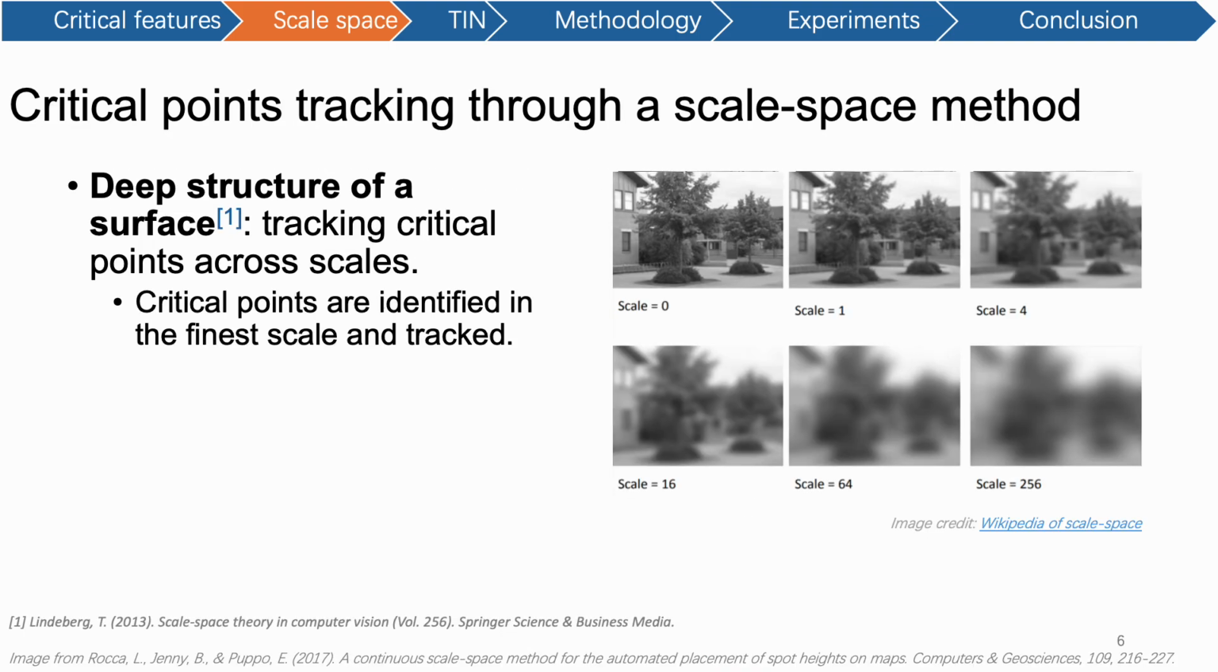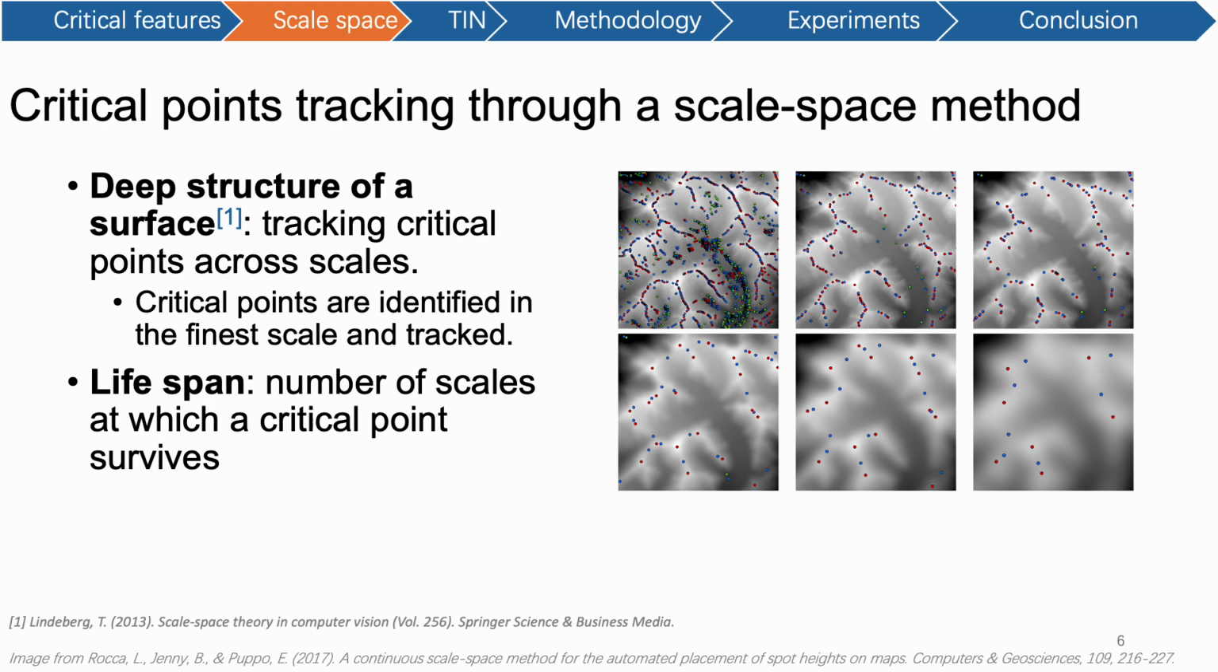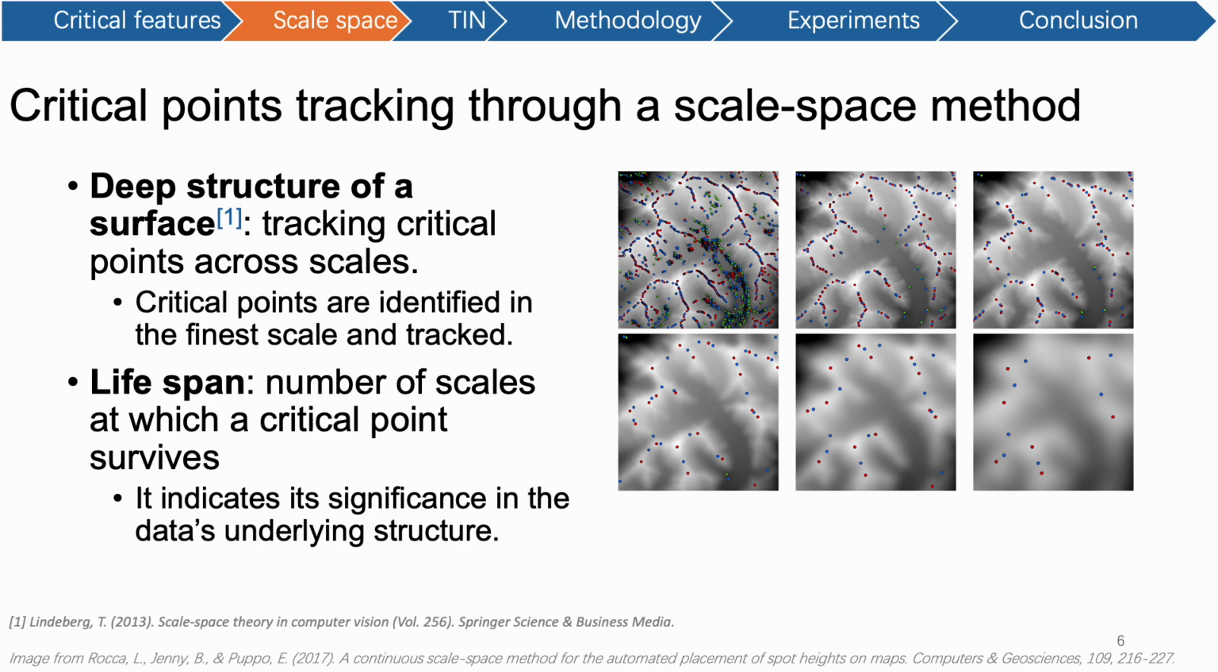Tracking critical points across scales captures the evolution of features of a surface, and it helps us understand the deep structure of this surface. We use the term lifespan to represent the number of scales that a critical point survives. It indicates the relative significance of critical points in the data's underlying structure.